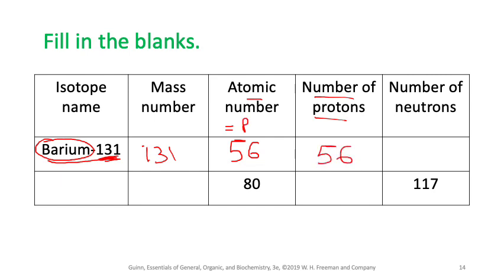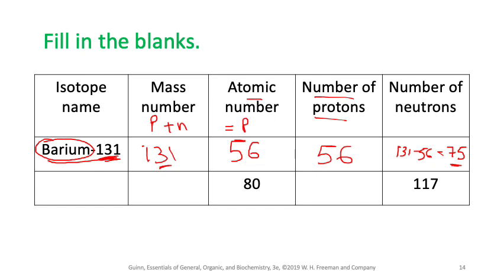How many neutrons? What is the mass number? Mass number is your protons plus neutrons. We all know protons is 56. How many neutrons do we need to get this combination, the mass number of 131? So it has to be 131 minus 56. The answer should be 75. Right, so this is how you normally solve for the number of neutrons.